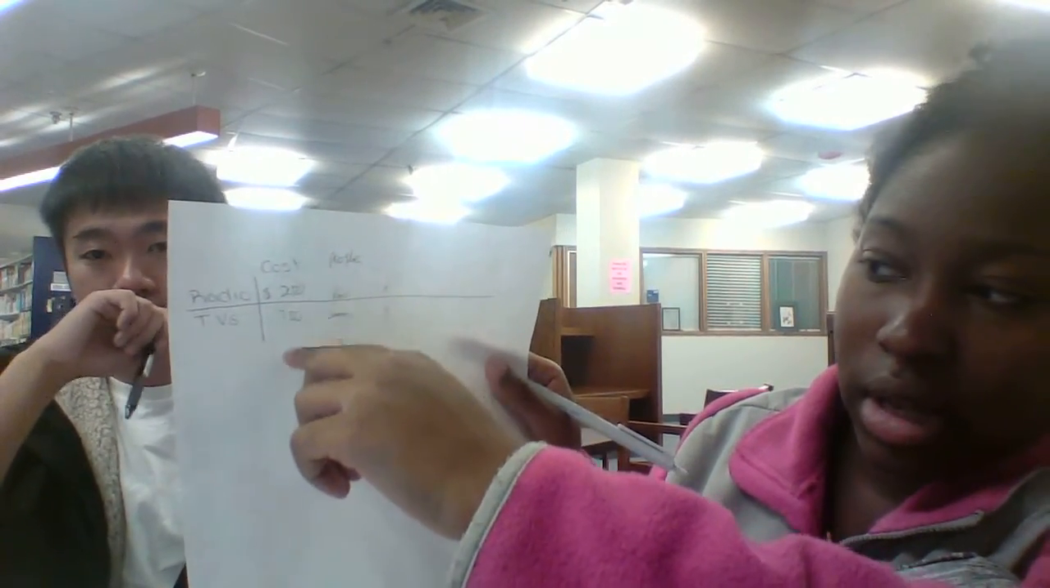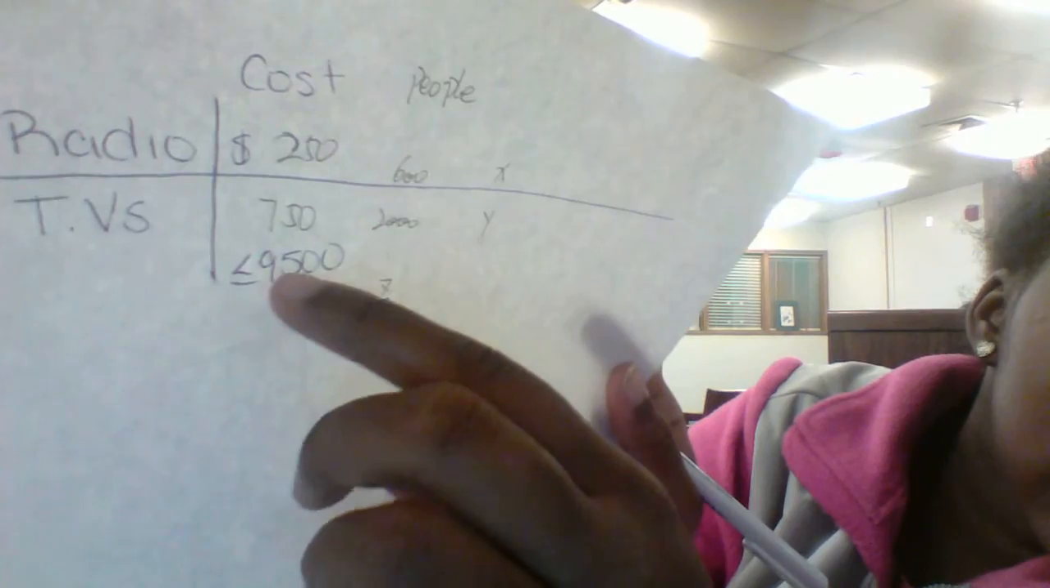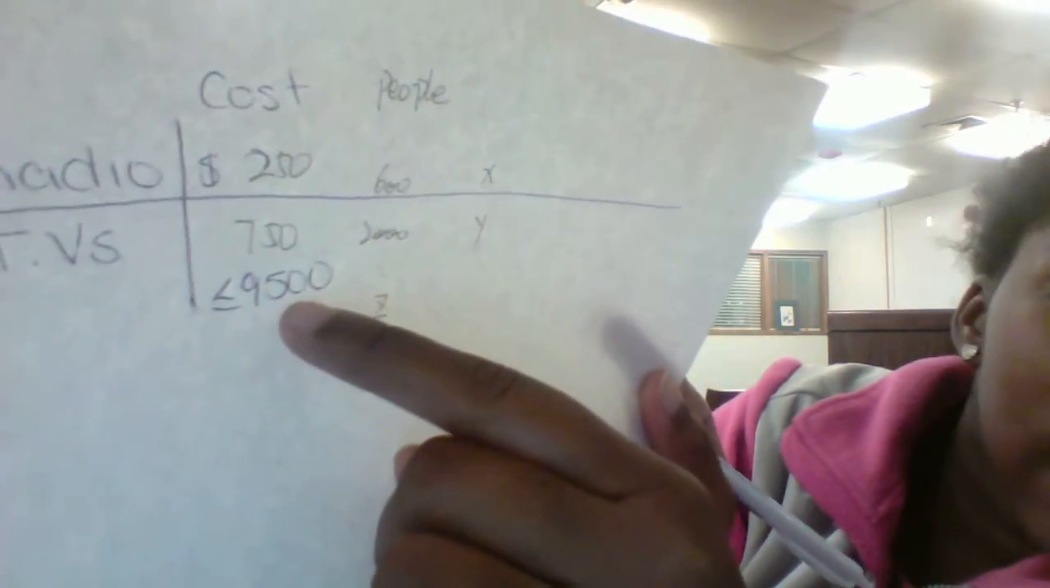So the first thing you have to do is figure out your equations. So your equations would be 250x plus 750y. Oh, you forgot one thing. One thing that he forgot to add is put less than or equal to $9,500. You can't forget that part out.